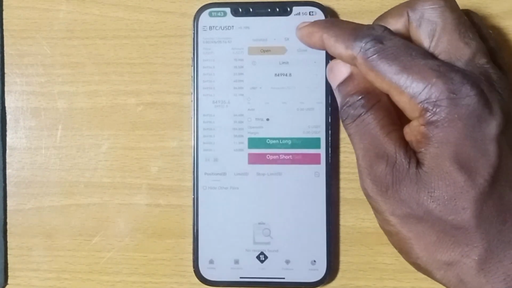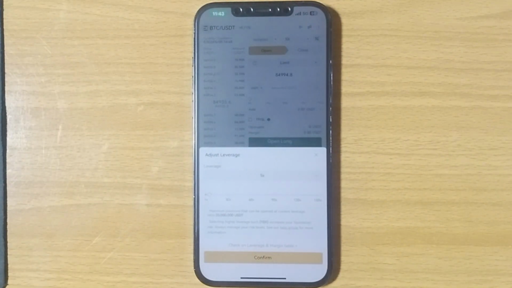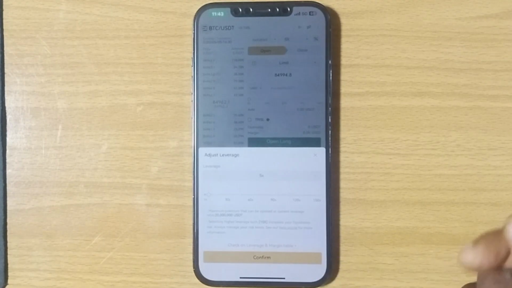The next one is to tap on this 5x button. We call this one leverage, guys. As new beginners, don't trade above 5x. Yes, though you may think that you're going to win, if it does not come out the way you plan, then you'll be quickly sent out of the market and you lose all your money. So guys, I encourage you to trade between 3x to 5x.